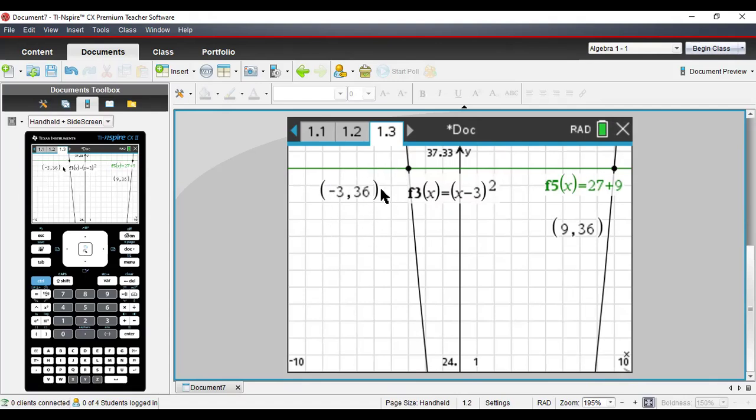Now, the y value doesn't matter. We're only focusing on the x's, and the solutions are the same as the original equation we were given. So we were asked to complete the square for.